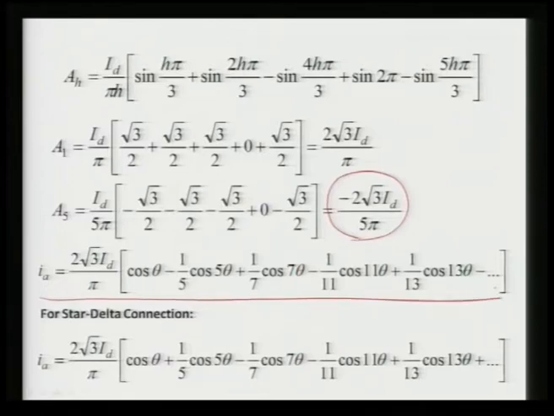So I can say your IA, the current, this is your fundamental component that is copied outside, and we are giving the various harmonics, the fifth harmonic, the seventh harmonic, but here the fifth component is negative, here the seventh is positive, here again negative and positive, and so on.